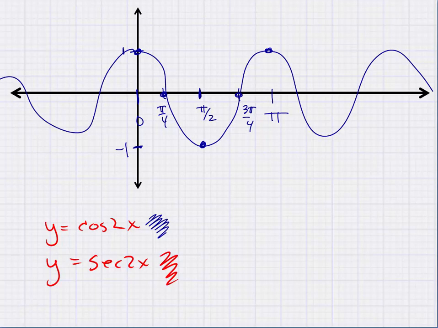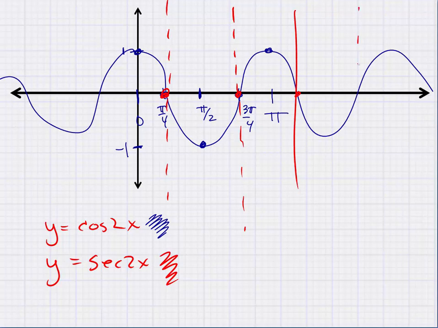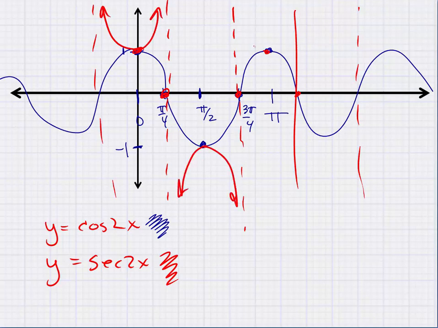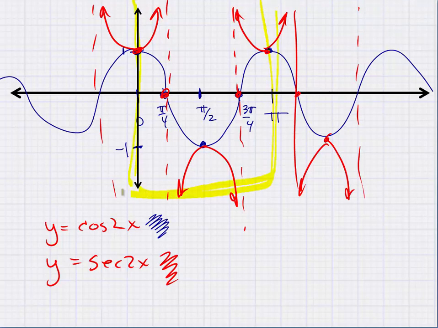So now let's draw the secant. X-intercept right here, do a vertical asymptote. X-intercept right here, do a vertical asymptote. There would be another one here, another one here, another one here, etc. Invert my parabolas on the ends of the cosine. This is what my secant graph looks like. If I was going to draw one period of the secant graph, well, one period of the cosine graph would go from here to here, right? So this would be one period of the secant graph. I drew more than one period, but normally all you need is one period.